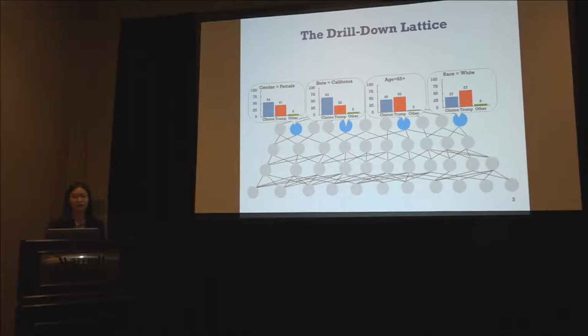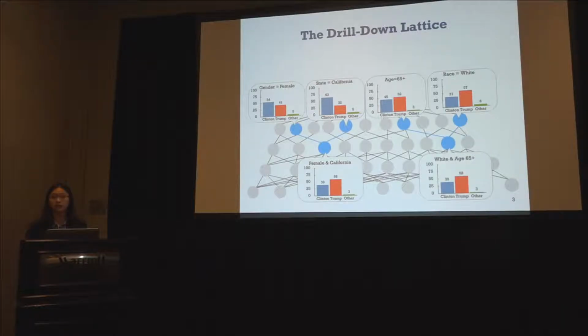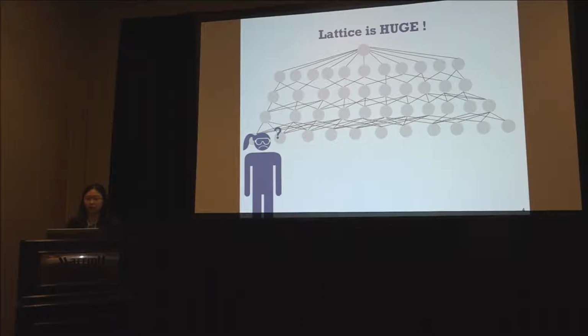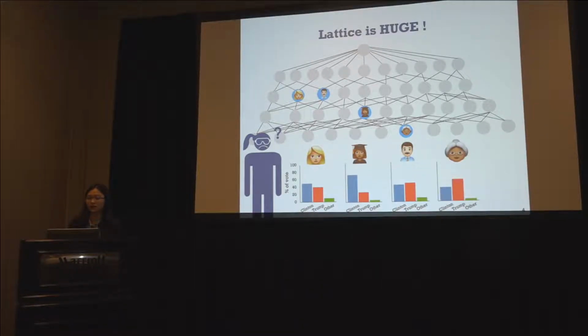Going deeper in this lattice narrows down our data subpopulation even further through the conjunction of additional filter predicates. So for example, we can look at the vote distribution of females in California or white Americans above 65 years old. Notice that the number of nodes in this lattice grows exponentially with the number of attribute values in the dataset. And to reach a particular node in this lattice, there's also a large number of potential paths that could be taken.